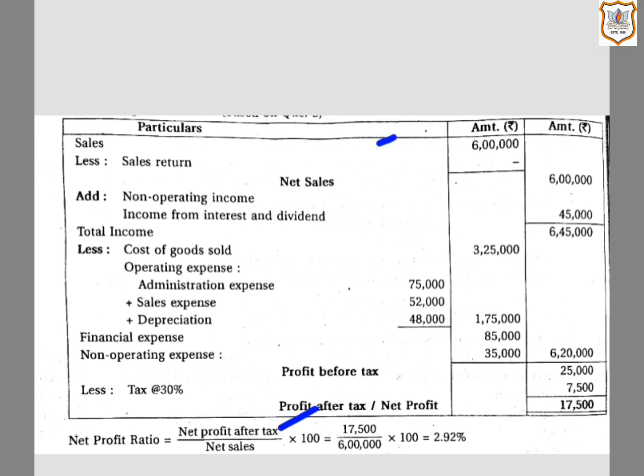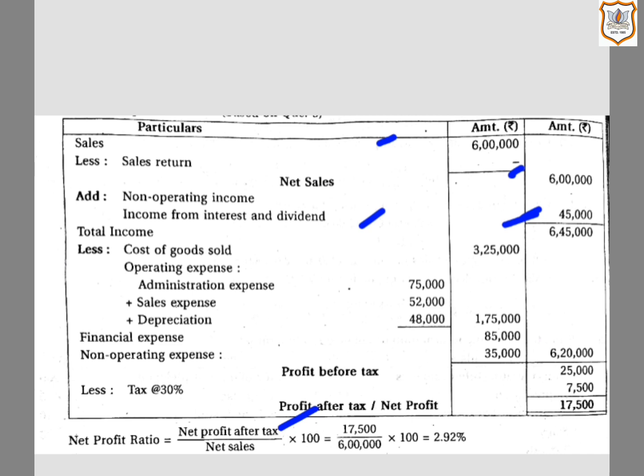Here sales is given, that is 6 lakh. Sales return is not given. So here net sale will remain the same, that is 6 lakh. Then we will add non-operating income. Here it is income from interest and dividend. It is non-operating income, that is 45,000. So here we will get total income that comes to 6,45,000.